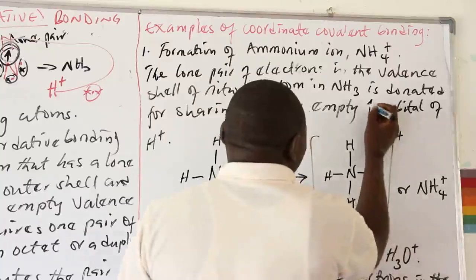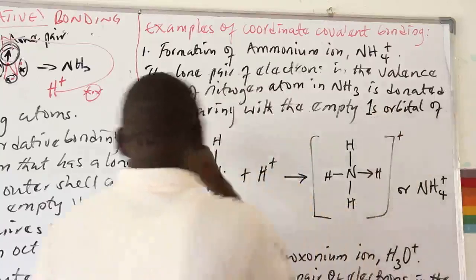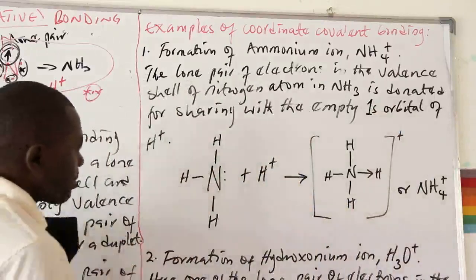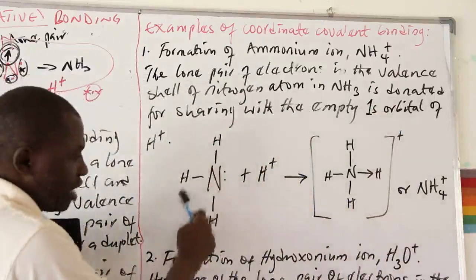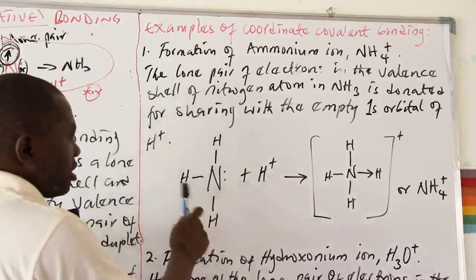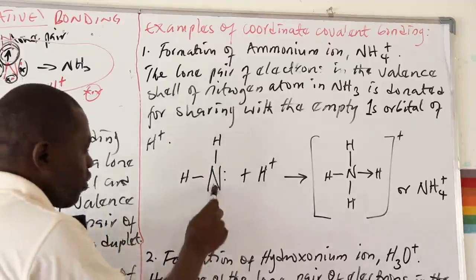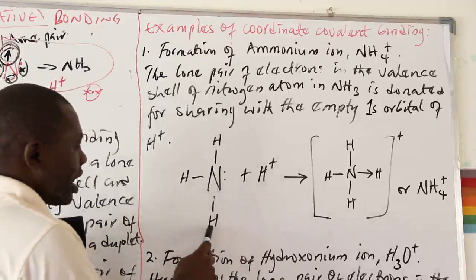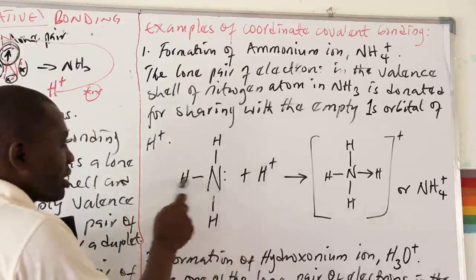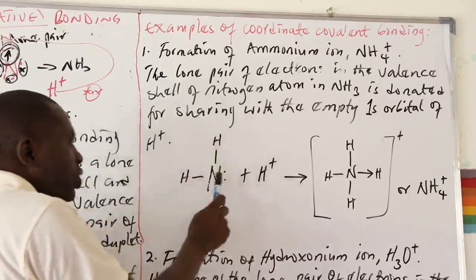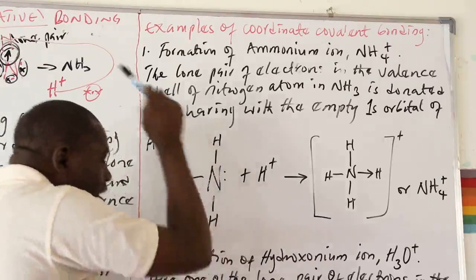The empty 1s orbital of hydrogen ion. Okay? So, as I explained earlier, this is ammonia. Nitrogen has 5 electrons in its outer shell. It's using 1 to bond with hydrogen now. It's contributing 1 to form this covalent bond. It's also contributing 1 to form this covalent bond. So it has this lone pair of electrons.